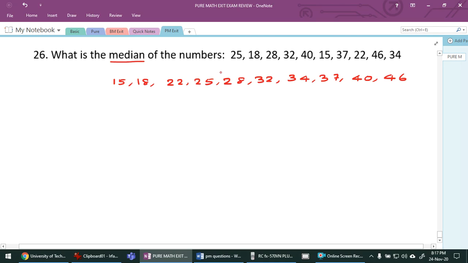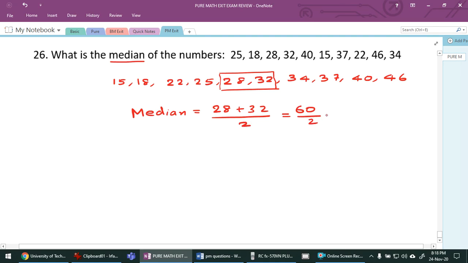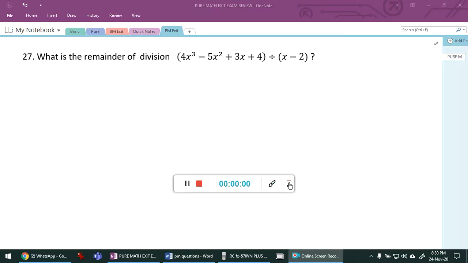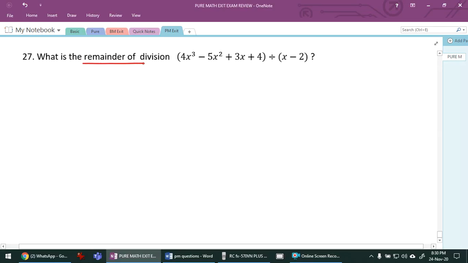Then you have to choose the numbers in the middle. So 28 and 32 are the two numbers in the middle. Here we have 1, 2, 3, 4, and here also 1, 2, 3, 4. So these numbers are in the middle. So now the median is 28 plus 32 divided by 2. That is 60 divided by 2 equal to 30. So 30 is the median. Question number 27. What is the remainder of division?